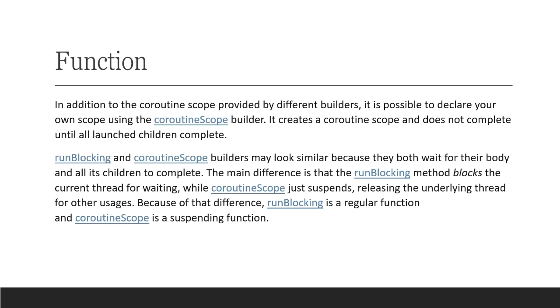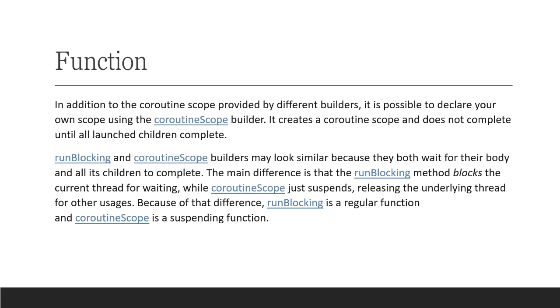So in addition to the coroutine scope, there are different types of builders. It's possible to declare your own scope using the coroutineScope builder, and it creates a coroutine scope and does not complete until all launched children complete. Okay, and runBlocking and the coroutineScope builders may look similar because they both wait for their body and its children to complete. So that means they have to complete all their parts.